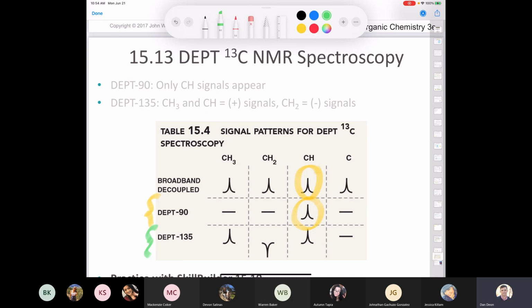Then if you run the DEPT 135, it tells you, well, the positive peaks are methyls and methines. So anything that's pointing up that you didn't identify as a methine, you know it's a methyl. Anything that's pointing down, you know that's a methylene. And anything that doesn't show up at all, well, that you know is a quaternary carbon. And so you're able to go back to your broadband decoupled, your initial carbon-13, and you're able to identify all the different types of carbons, which is pretty cool when you think about it.